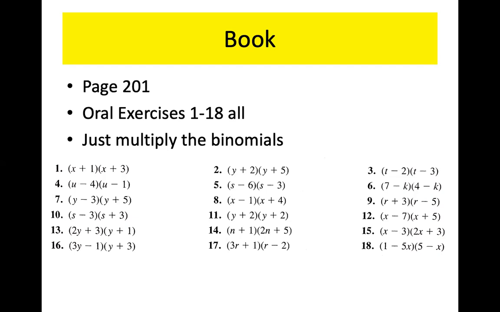Once again, this one's written backwards, so the answer's going to look backwards. Okay, the first number comes from the first things multiplied together. 7 times 4 is? 28. We write 28. It will just be written backwards. It's okay. The last number comes from the last things multiplied together. K times negative k is negative k squared. Negative times a negative is a positive, so plus k squared.